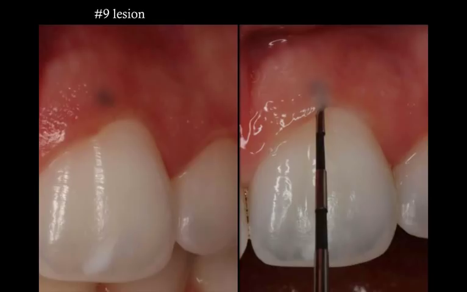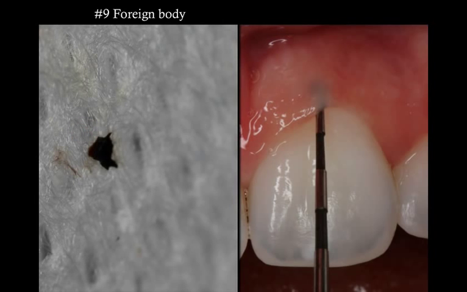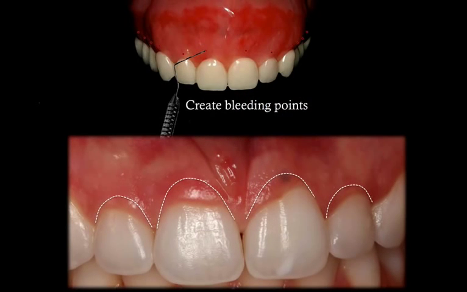So interestingly enough, after I got this patient anesthetized and I looked at the lesion, I decided to place a little probe, a little explorer underneath, and I was able to remove something from underneath the tissue. And as you can see, this was actually not a lesion. It was not a pigmented lesion. It was a foreign body that was stuck in there, some type of food particle. So we already addressed that. That was a nice surprise for me.